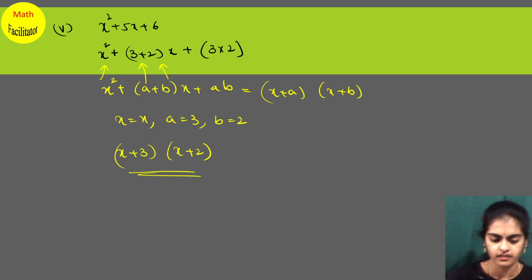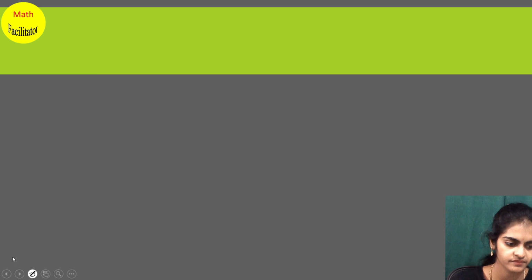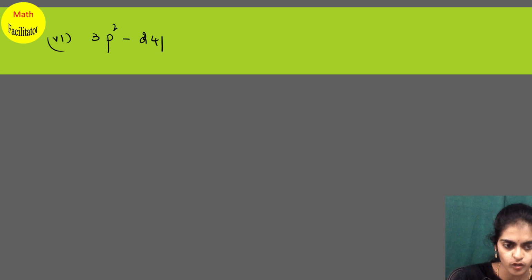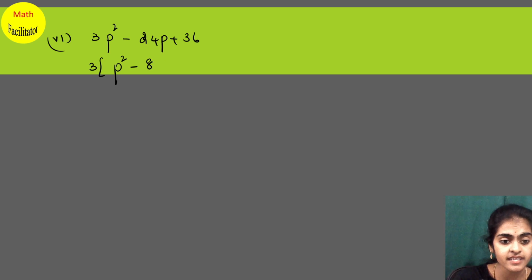Okay. The next one. So you should be very perfect with the identities. 3p square minus 24p plus 36. Now here also they are not perfect squares, but you can say 3 is common. So if I take 3 common, I'll have p square minus 8p, since 3 8s are 24, plus 12, since 3 12s are 36.